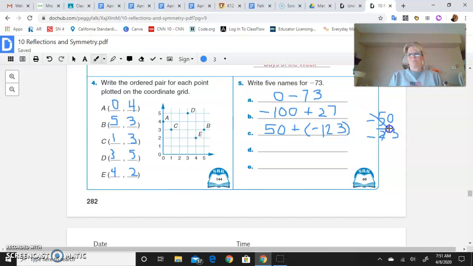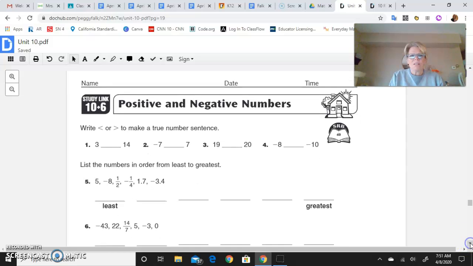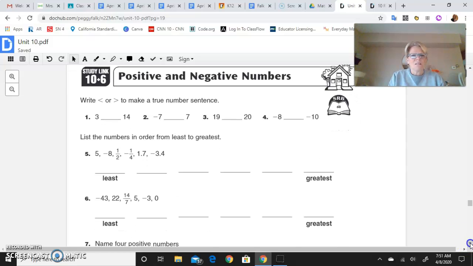Okay, so you could have fun with that. If you have any questions on any of that, let me know. Okay, so now here's the worksheet 10.6 that you did. So you had to just compare and then order.